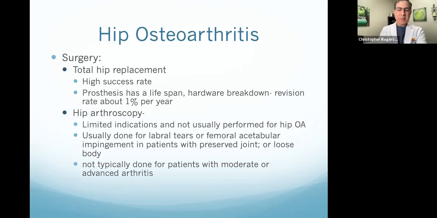For people in the audience who are not physicians, a loose body doesn't mean your body is loose. It refers to a piece of cartilage that's broken off and is floating around inside the joint, causing havoc and damage to the other tissues. Exactly.